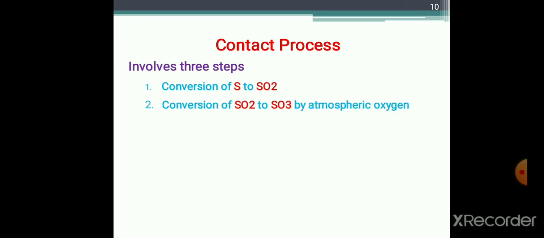Now we are discussing the contact process. This contact process involves 3 steps. And what are these? The first is conversion of sulfur to sulfur dioxide, which we have seen earlier. It is a very easy step. Then the second is conversion of sulfur dioxide to sulfur trioxide, which takes place with the help of atmospheric oxygen. And the third important step is absorption of sulfur trioxide by H2SO4, by water, to form H2SO4. These are the 3 steps involved in the contact process.